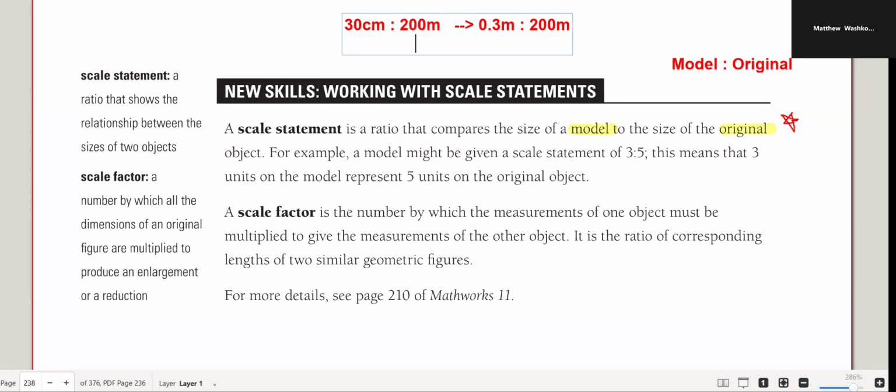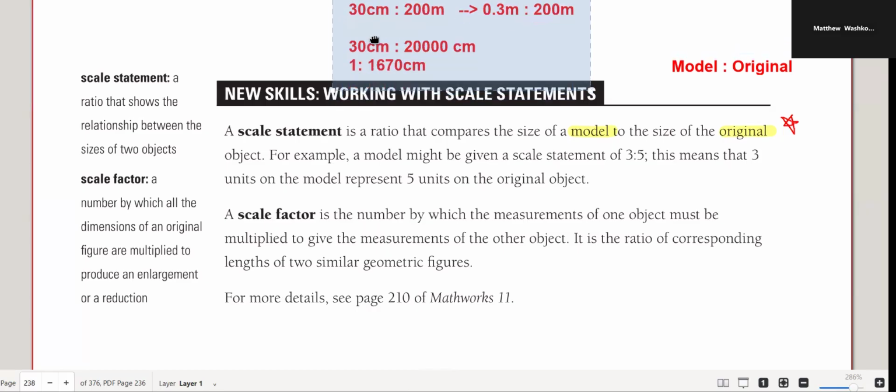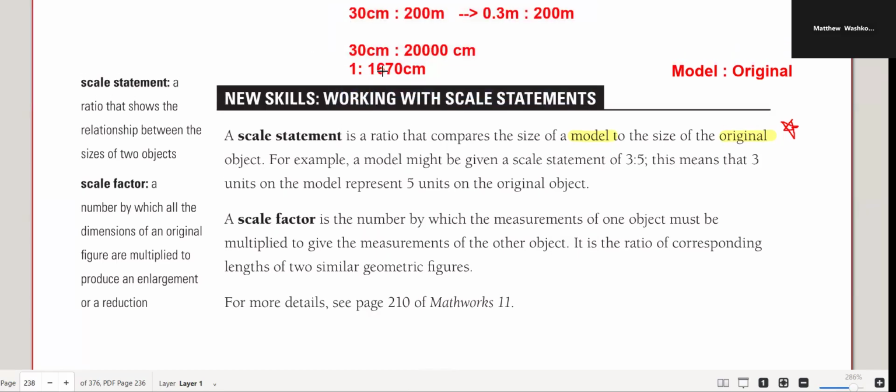Or another way of thinking about this is we always want to get in the same units. 30 centimeters to, there's 100 centimeters in a meter, 20,000 centimeters. Well, if that's the case, that's like a 1 to, what's 20,000 divided by 30? And pulling around a number, about 1,667 centimeters. So this would be an example here of a scale statement. The model is 1 to 1,670th the size of the original. You also see these a lot in model cars.